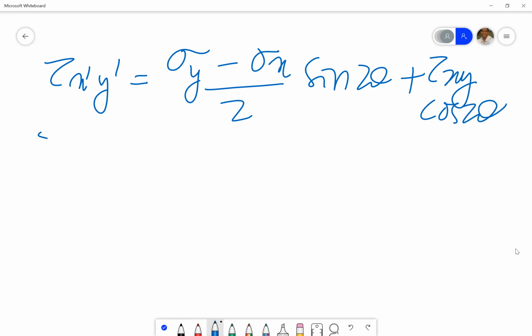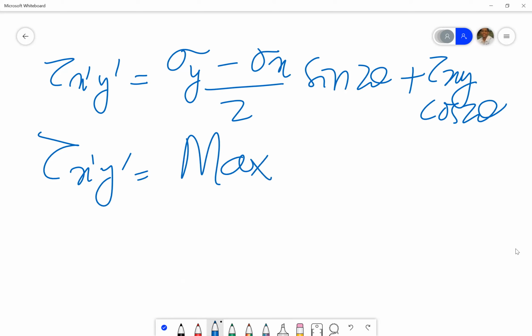So how do we find this maximum shear stress? When will the shear stress be maximum? Who will tell this? To find the maximum value of any equation, we simply differentiate. Now we will go for the differentiation, and we differentiate with respect to theta.